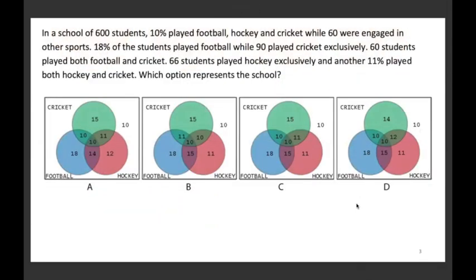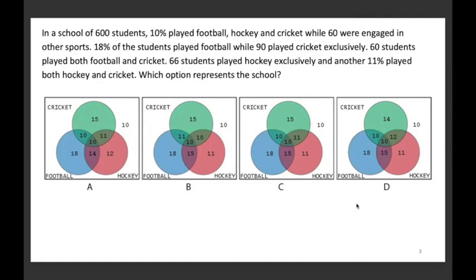In a school of 600 students, 10% play football, hockey, and cricket, while 60 were engaged in other sports. 18% of the students play football, while 90 played cricket exclusively. 60 students played both football and cricket. 66 students played hockey exclusively, and another 11% played both hockey and cricket. Which option represents the school? We are given 4 Venn diagrams. We have to identify which of these options represents the data that is provided to us.